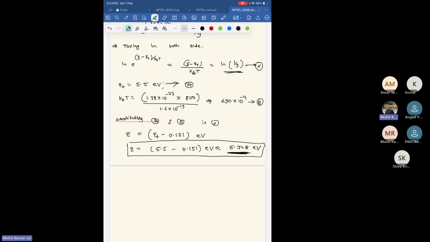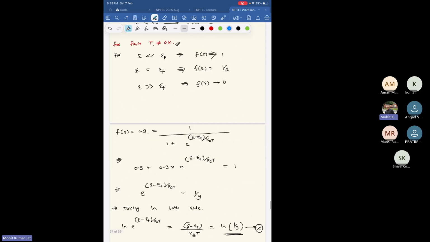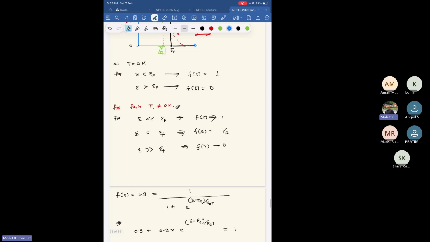Okay, another question can come: at what energy is your probability of occupation half, if I ask you at finite temperature? Then the straightforward answer is at the Fermi energy at finite temperature. That's what it is, right? When E equals EF, your probability of occupation is half. And this is the very standard result, that when you are at a finite temperature and sitting sharply at your Fermi energy, your probability of occupation at that point will be half.